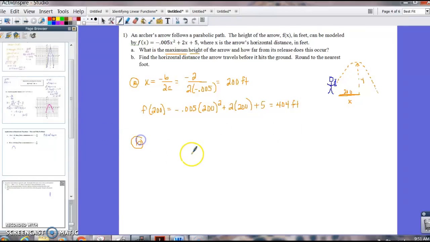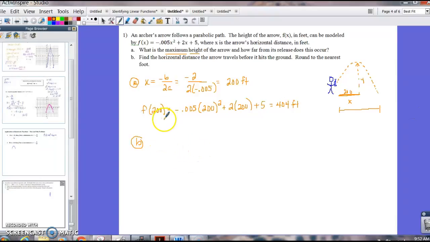Part B says find the horizontal distance the arrow travels before it hits the ground. So I'm trying to find from here all the way out to here. And so some people say, well, don't you just double that, because if halfway over, right, that's right at the middle, then you have just another 200 to go. But you have to take into account that this isn't launched from the ground. So you have to figure it out in a more mathematical way. And the idea is this. When it hits the ground, its height is 0, right? When it hits the ground, its height is 0.